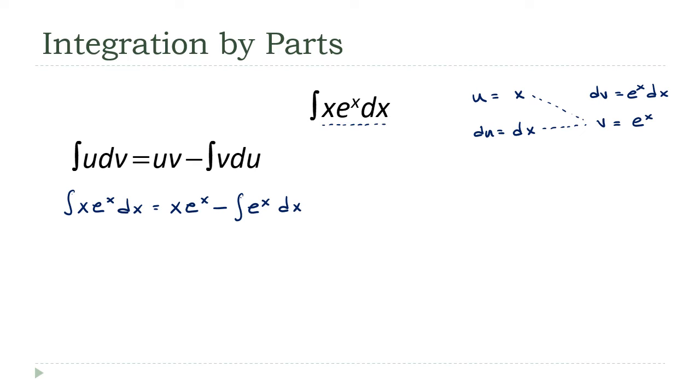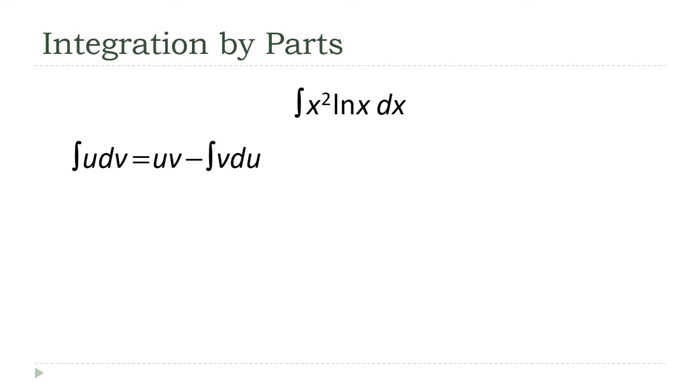You see now why it was helpful to make this particular choice? When I differentiated x, it went away, and I can just keep integrating this part indefinitely. So now I get my answer. This is x e to the x minus e to the x plus a constant, of course. And that's it. That's my final result. That is the family of antiderivatives for that original integral.